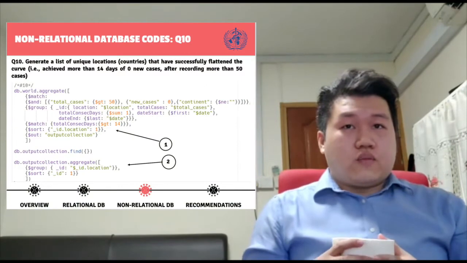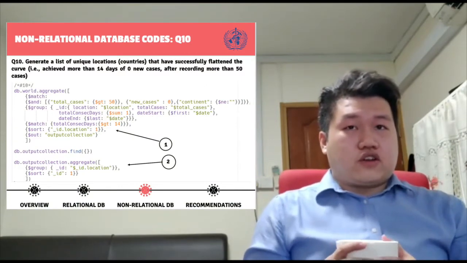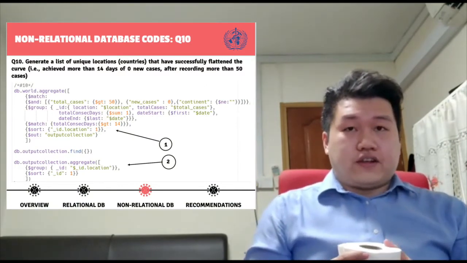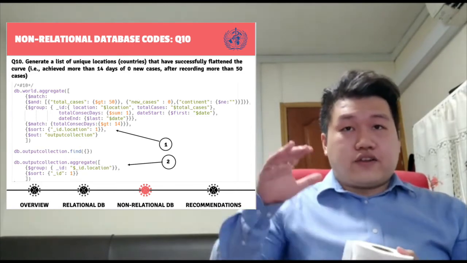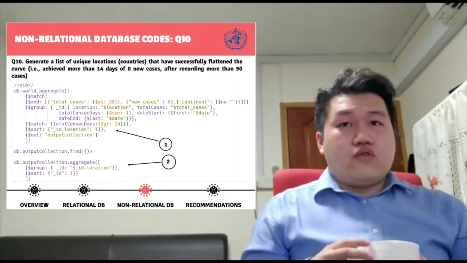Hello, I'll be demonstrating the implementation of non-relational database by tackling 3 questions from Appendix D with our NoSQL codes. First, we have question 10, where we are asked to generate a list of unique locations of countries that have successfully flattened the curve.